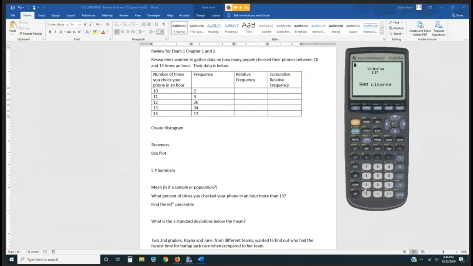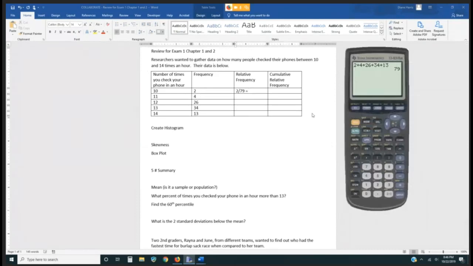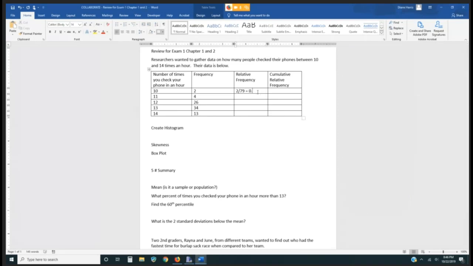The first thing we'll have to figure out is the number of data points before we can do anything. So there's 79. In order to calculate the relative frequency, we take what we have here, which is 2, divided by the total, and that's going to give us 0.025. I'm going to round everything to the thousandths.